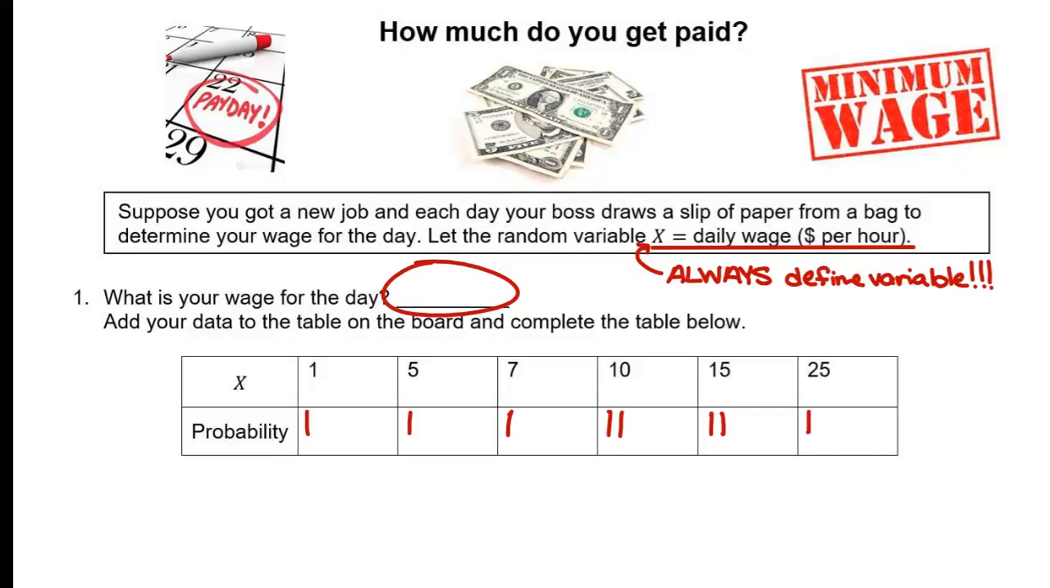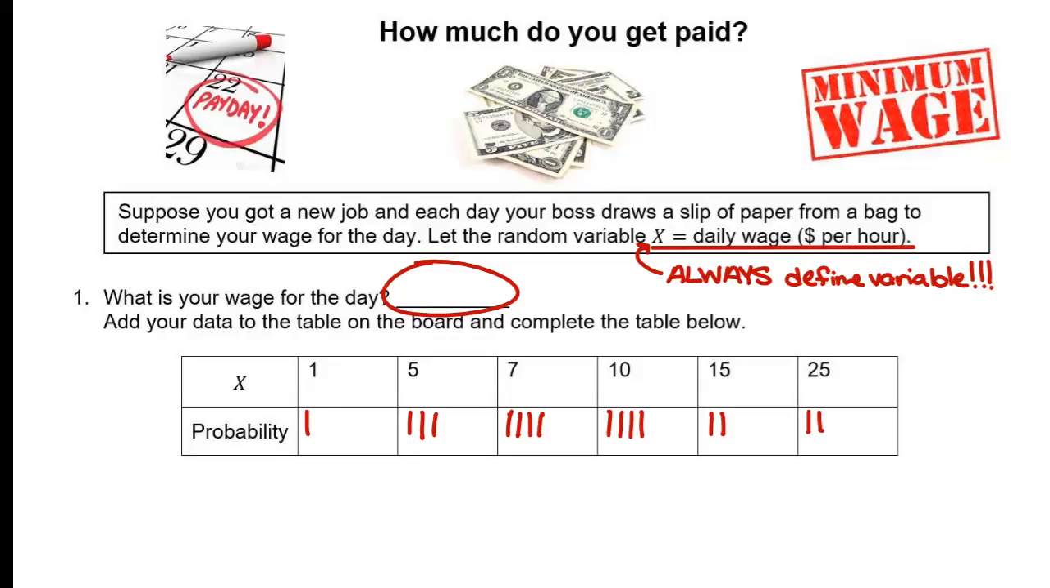Jayla? 7. Jack? 25. Javen? 5. Sage? 7. Juwan? 5. Edgar? 10. Tori? 7. And Jaylicia? 10.